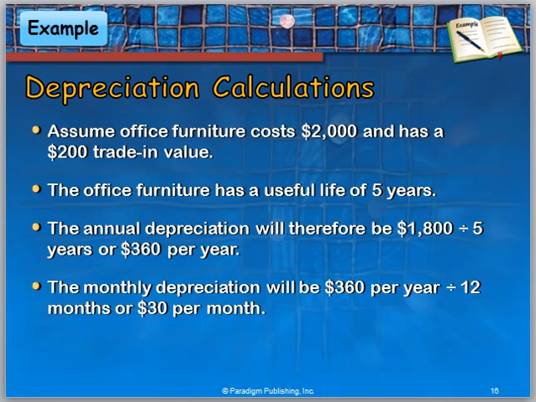So if we look at this example, we had office furniture that cost $2,000 and had a $200 trade-in value. And the office furniture, we had it for 5 years. So we take the cost, $1,800, that's the $2,000 minus the $200 trade-in value, and we divide it by 5 years because that's how long we had it. So our depreciation is going to be $360 per year. So if we divide that out by 12 months, then that's going to give us $30 per month depreciation.